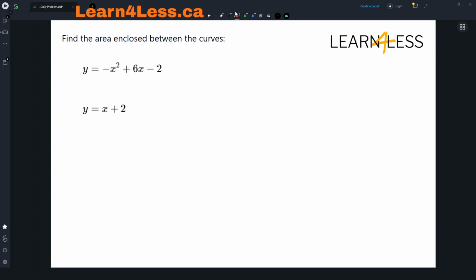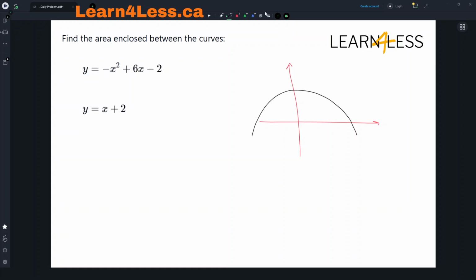In this problem, we want to find the area that is enclosed by these two curves. So to start, let's just have a very rough sketch of these two. Here we have y equals negative x squared plus 6x minus 2, which is a quadratic function. Because it has a negative coefficient for x squared, it's concave down. So we have a function like this.